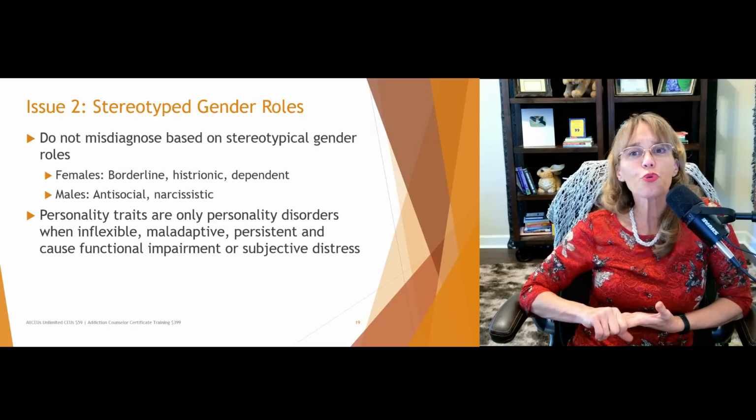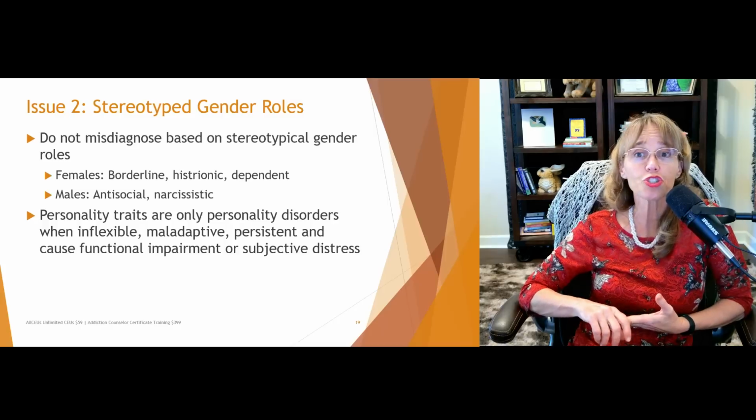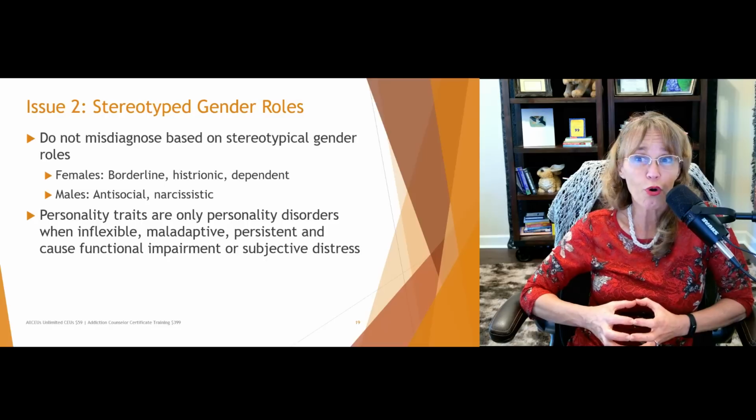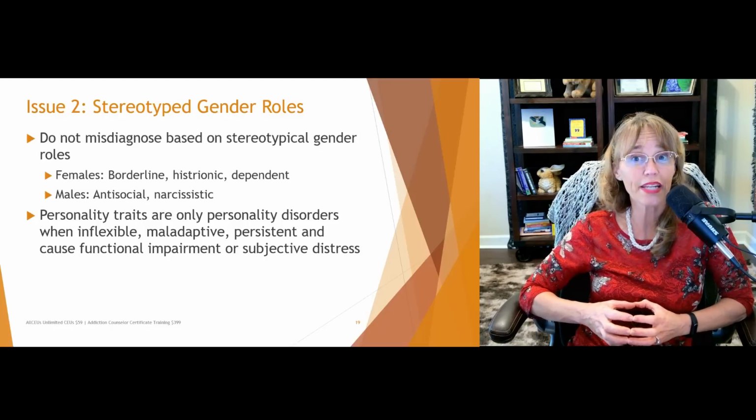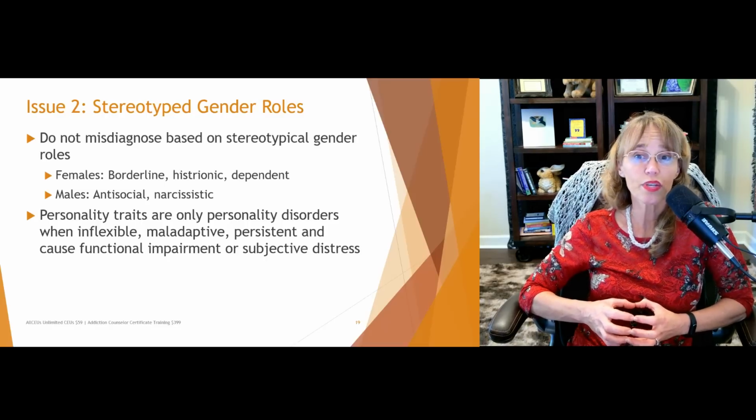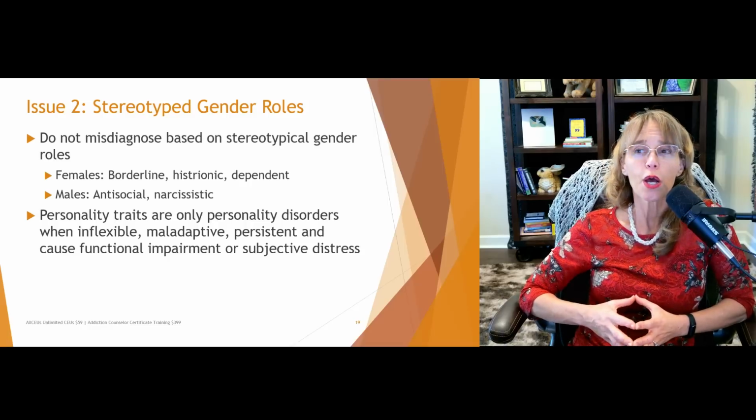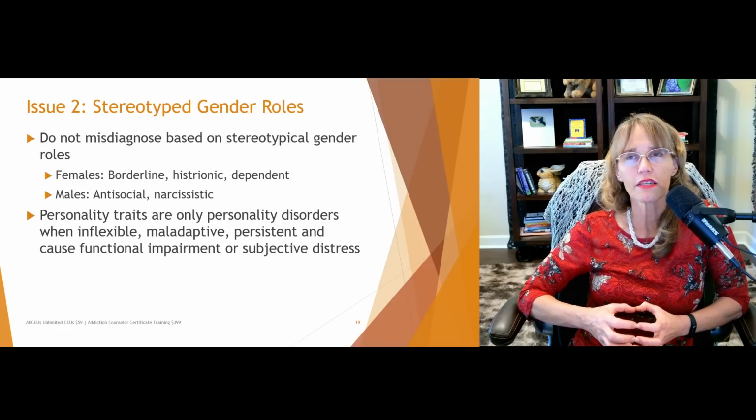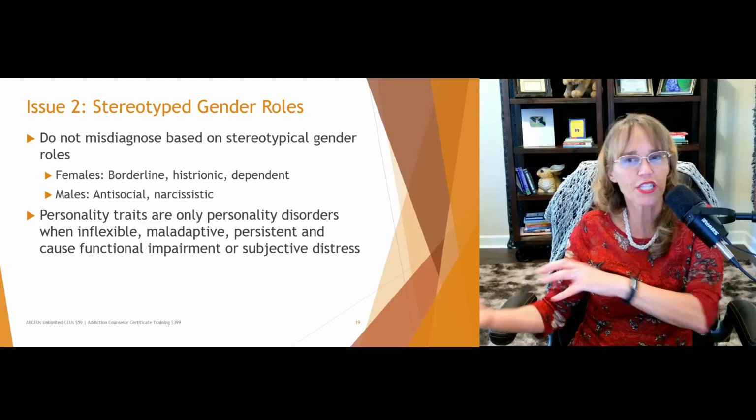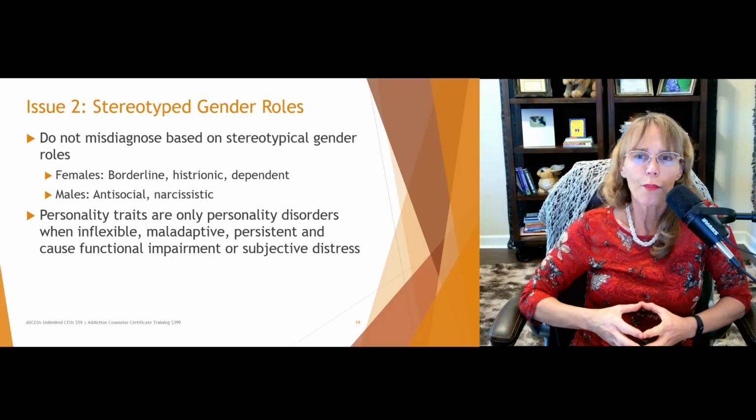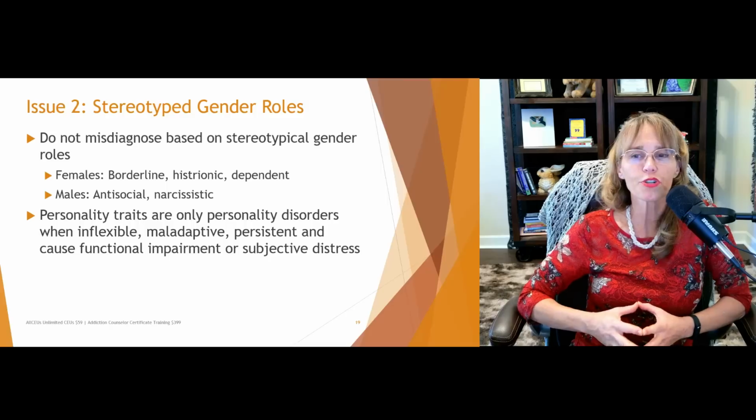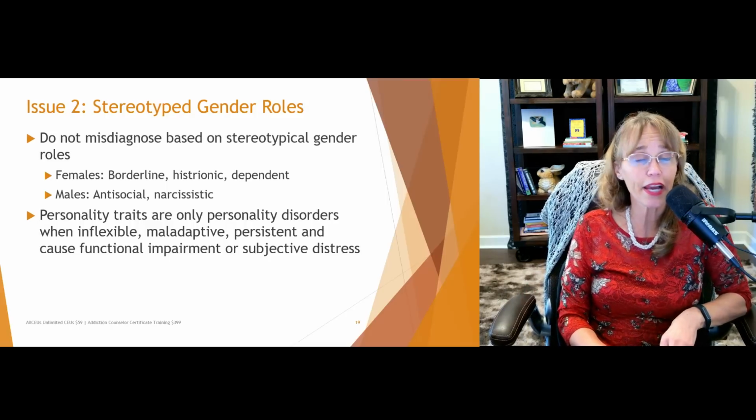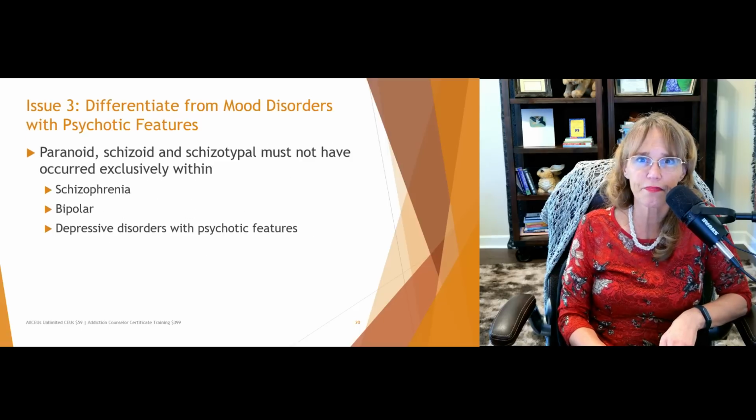We need to make sure we don't misdiagnose based on stereotypical gender roles. A lot of times, females are diagnosed more often with borderline, histrionic, or dependent personality, and males with antisocial or narcissistic, because those stereotypical gender role behaviors can be confused with a personality disorder. Personality traits are only personality disorders when inflexible, maladaptive, persistent, and cause functional impairment or subjective distress.